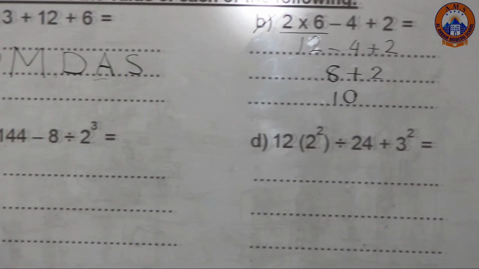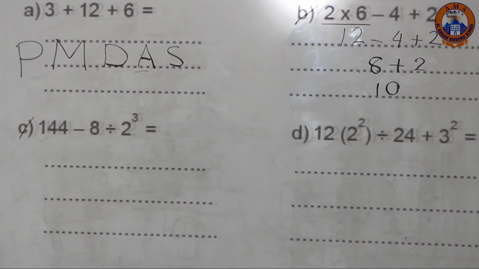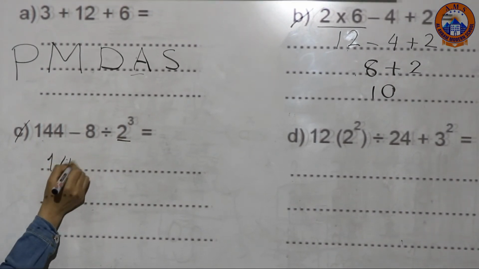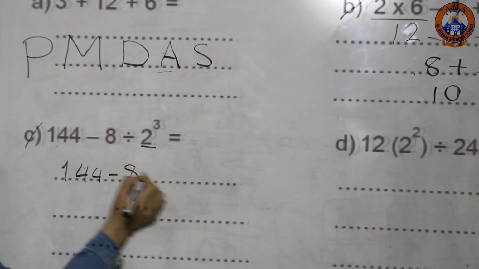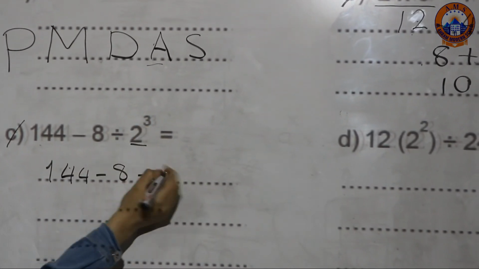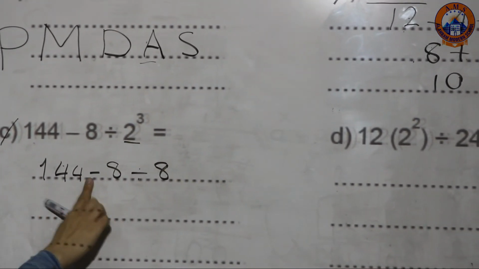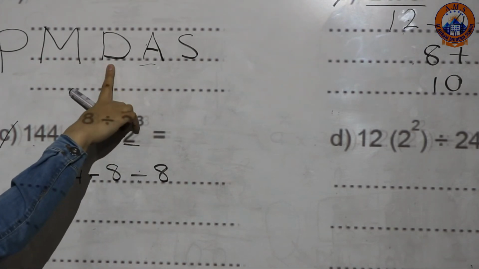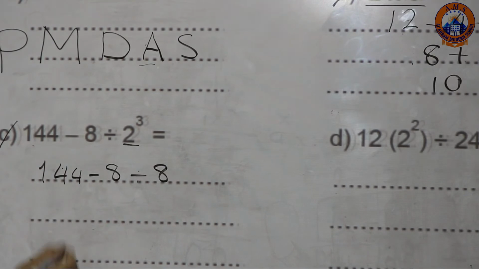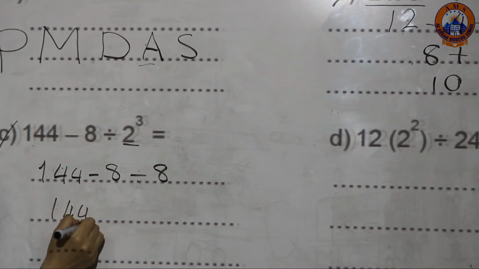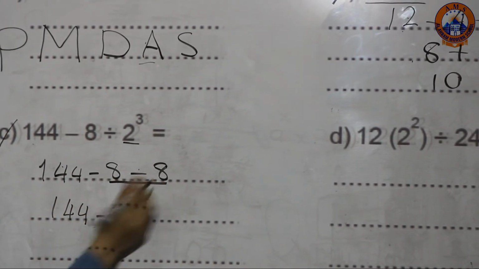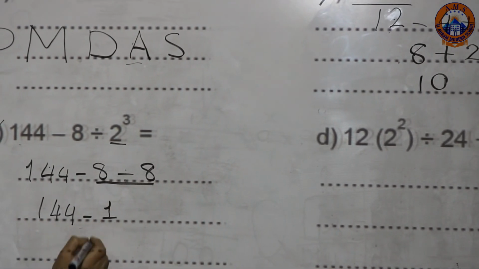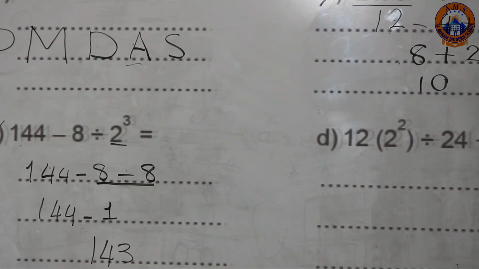Okay, to solve C, you will start by ordering. I have power here, so it will be my first step. 144 minus 8 divide 2 to the power 3 equals 8, and then I will start by subtracting or divide. No, I have to start by division. So it will be 144 minus 8 divided by 8 equals 1. 144 minus 1 equals 143.